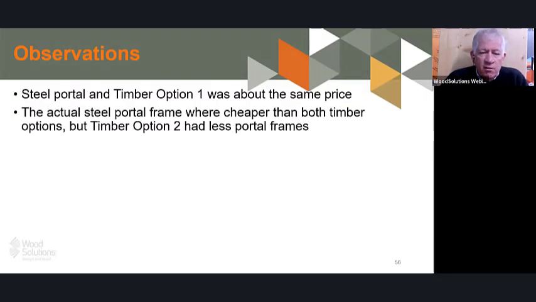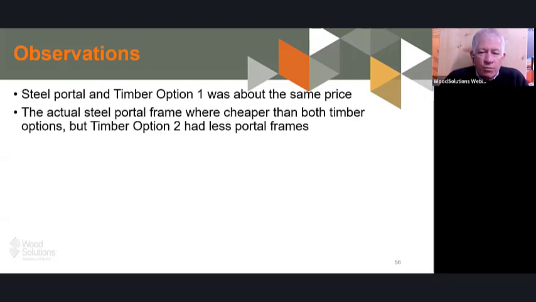Sorry, I said that the actual steel portals were cheaper. The actual steel portals were actually cheaper than the timber portal option. So option 2, which had less portal frames, meant that option was going to be cheaper. So there's a bit of a trick for that. It's a bit counterintuitive that you have less.